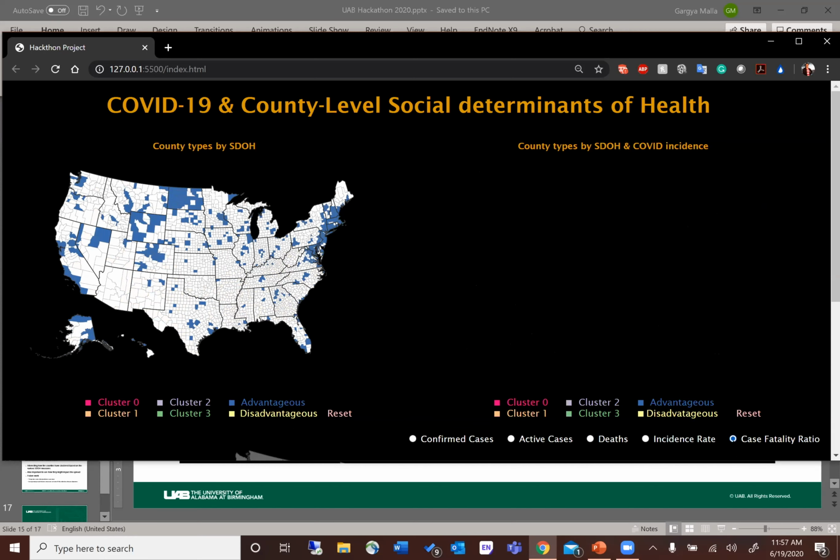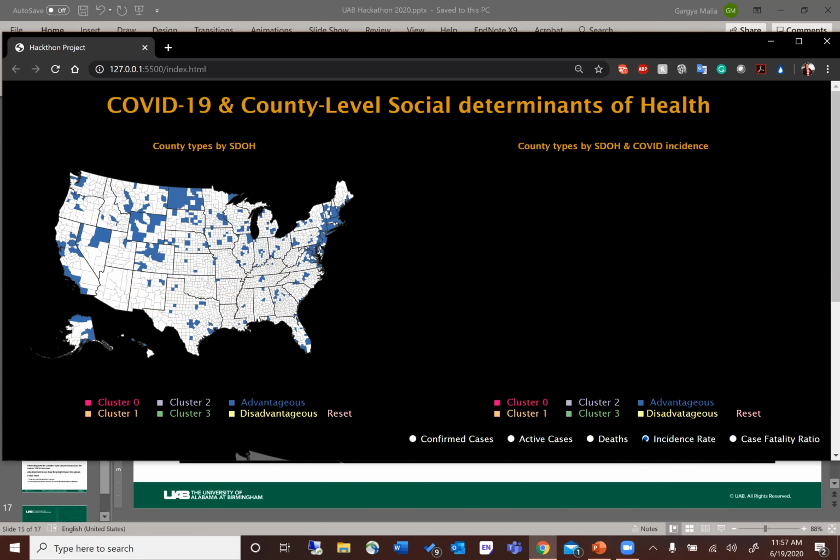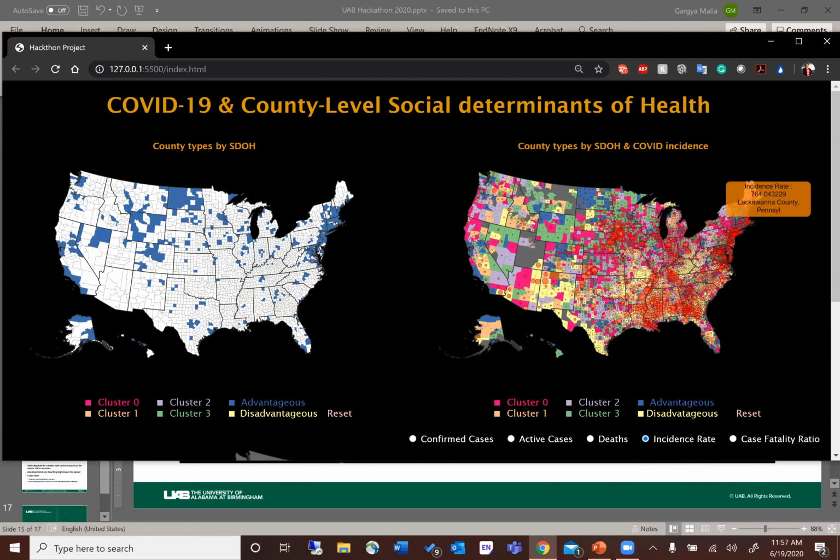We're able to overlay the data from COVID as well, to identify and see how the incidence is. There should be pop-up bubbles showing incidence rate while we are seeing the underlying clusters.